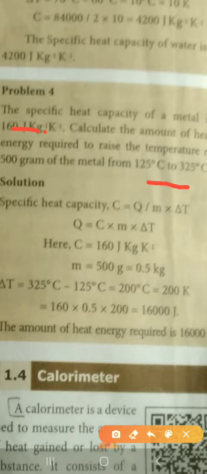Next, the temperature change from 125 to 325 degrees Celsius. So we calculate the temperature difference: 325 minus 125 is equal to 200 degrees Celsius. This we call as 200 K. Next we want to know the mass.